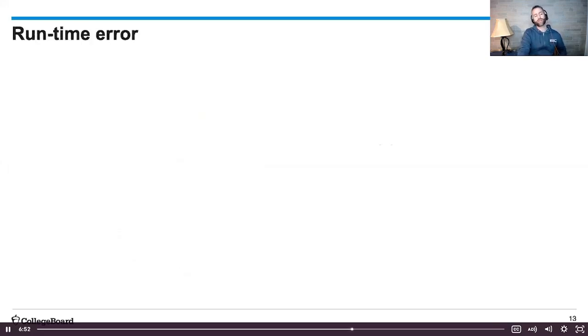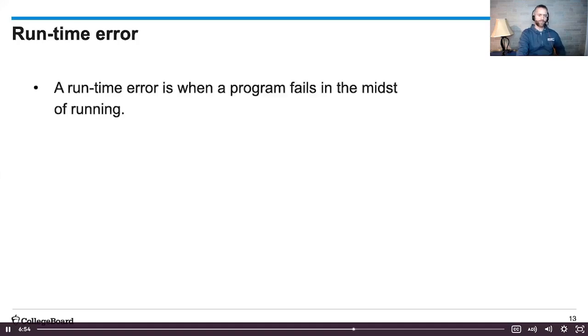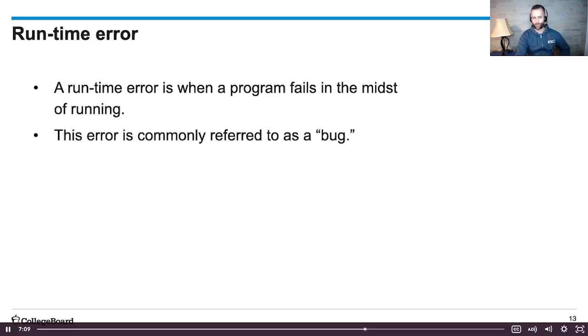All right, the next error is a runtime error. A runtime error is when a program fails in the midst of running. So you click run, the program looks like it's working, but then the program crashes, right? Crashing is a very common word when we refer to a runtime error, right? This error is commonly referred to as a bug.